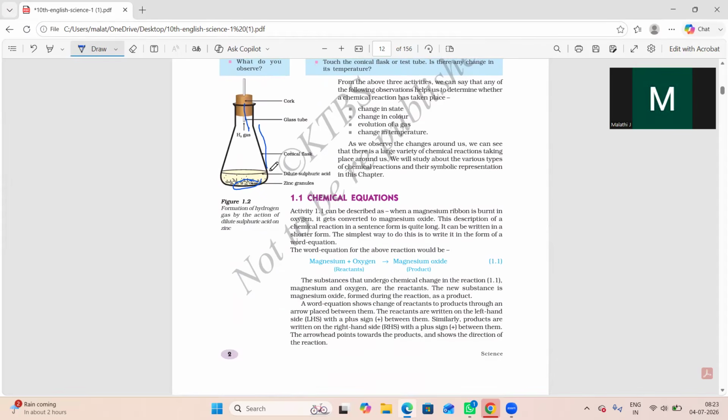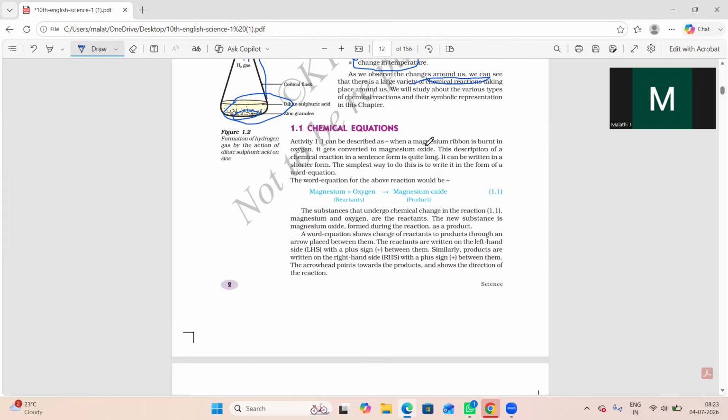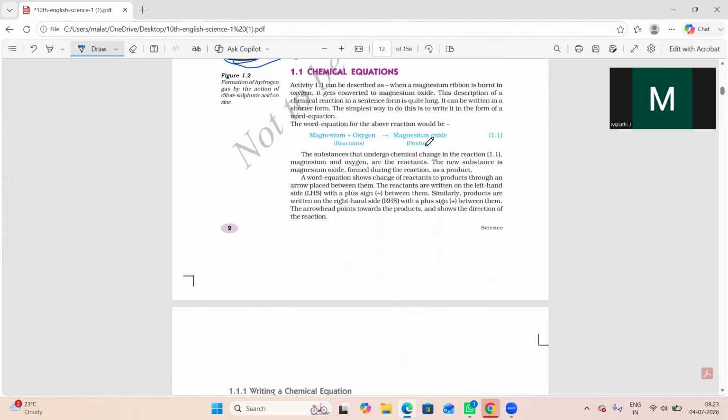Then if you touch the conical flask, after you added an acid, the temperature of this conical flask may be changed. So by using these four changes, you can know that there will be a chemical reaction taking place. Then what is a chemical equation? We already said, it is a short way of representing a chemical reaction.